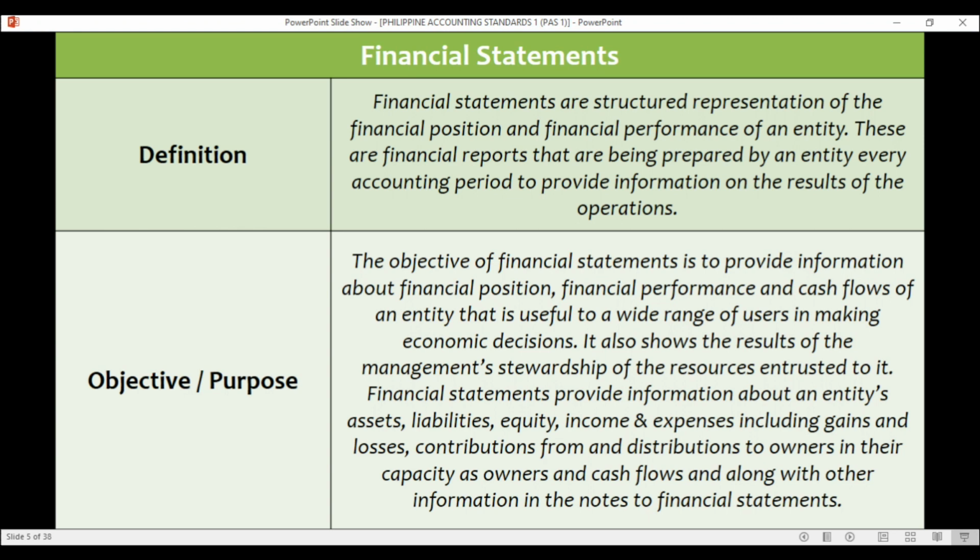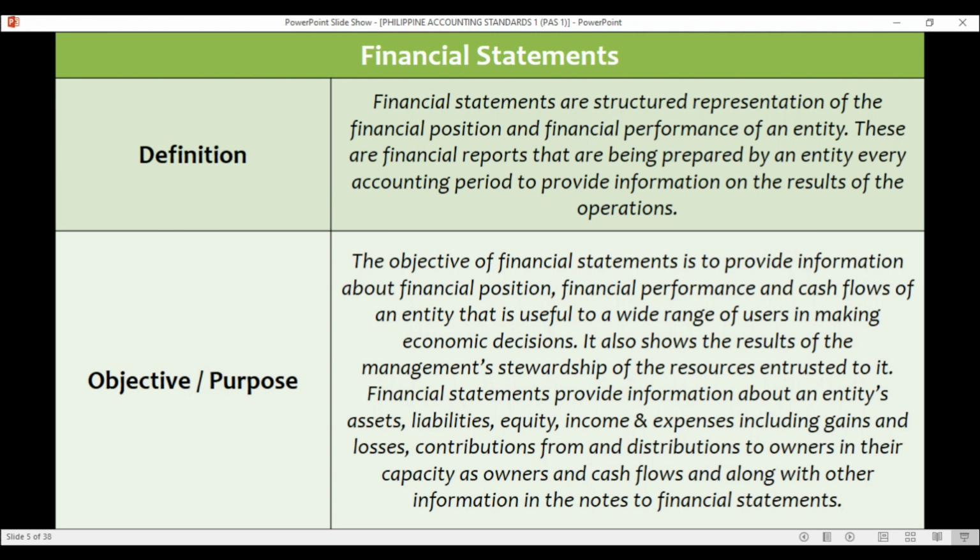These are financial reports that are being prepared by an entity every accounting period to provide information on the results of the operations. So meaning kung ano ang mga nangyari sa buong taon dyan sa assets, liabilities, equity, income, and expenses ng isang kumpanya. Okay? Or sa madaling sabi, the whole operation ng isang company. Okay? Dinidescribe dun sa financial statements. Of course, described in terms of accounts and the related balances.